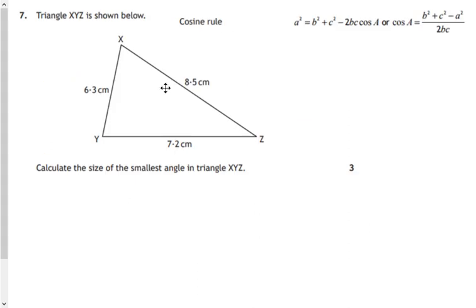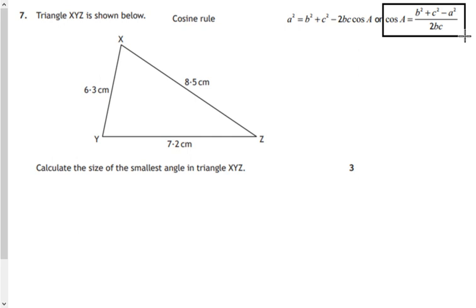Okay, question 7. The triangle XYZ is shown below. So we're given the three sides of this triangle and we're asked to calculate the size of the smallest angle in the triangle. Now, three sides and you're asked to calculate an angle, that's the cosine rule. Specifically, it's the angle form of it, which is this bit here.